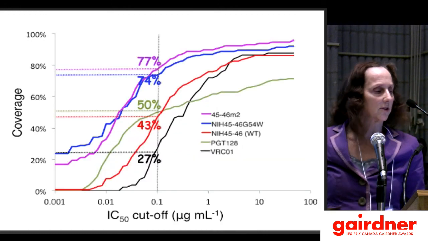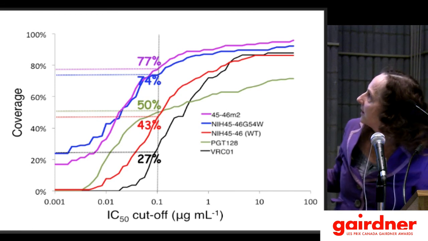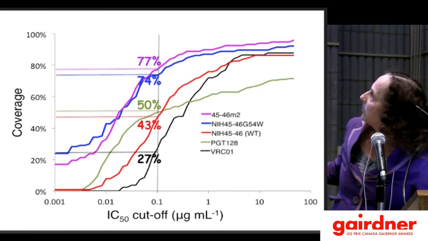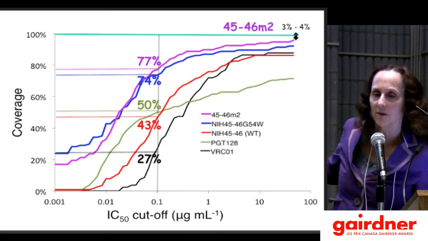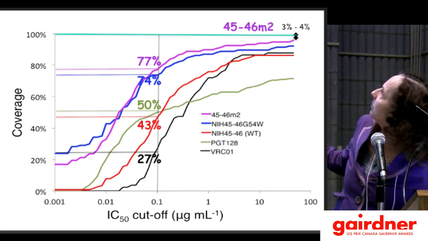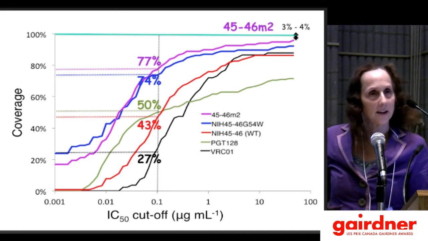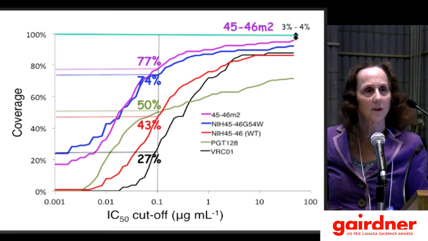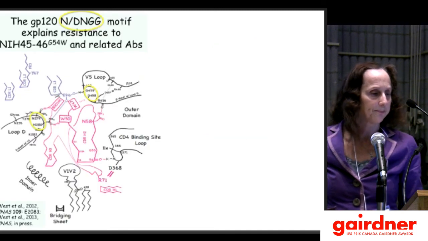And then if you look across the whole panel of strains, the 100 or so strains we commonly test against, the M2 mutant here has really improved its neutralization coverage. It may not look like much, but we've got it to within, say, 96, 97% of the strains, which is really quite remarkable. So we think we're almost there.